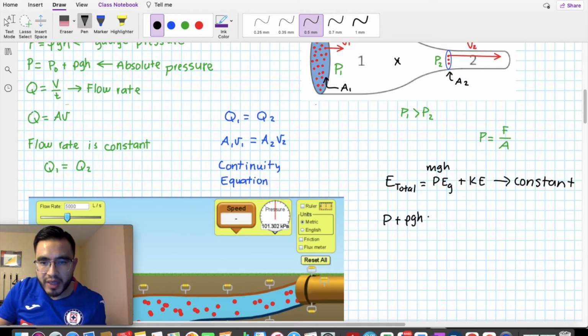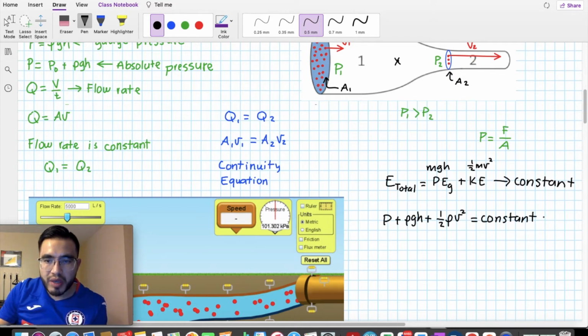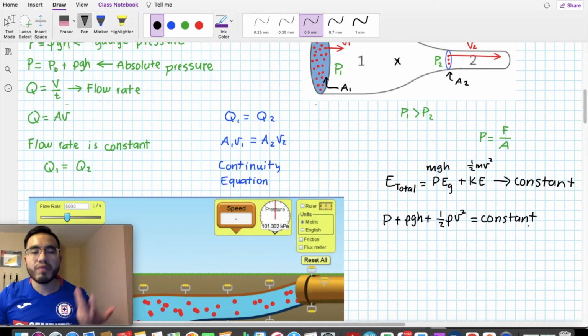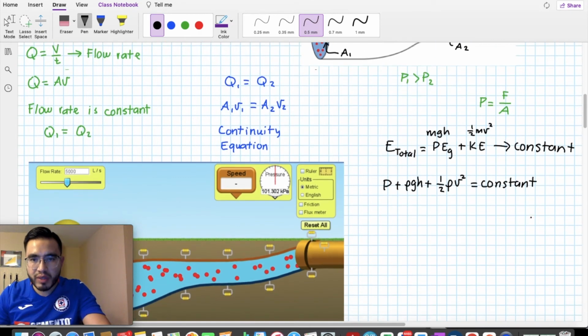Plus the kinetic energy. So this is 1/2 mv squared. Instead of mass, we use density, so 1/2 density times velocity squared, and that is always constant because of energy conservation. So Bernoulli's equation is energy conservation applied in fluids, okay? Bernoulli's equation is energy conservation applied in fluids.